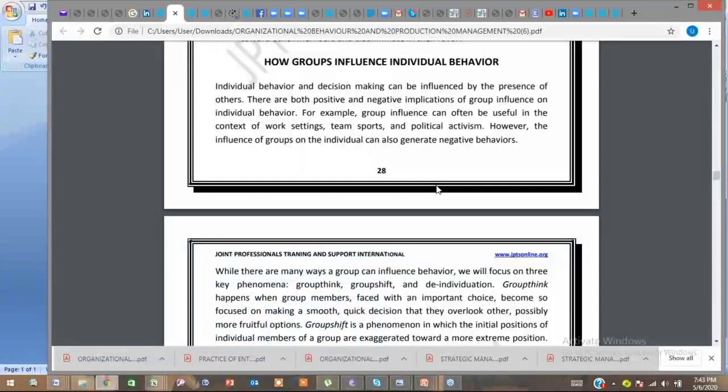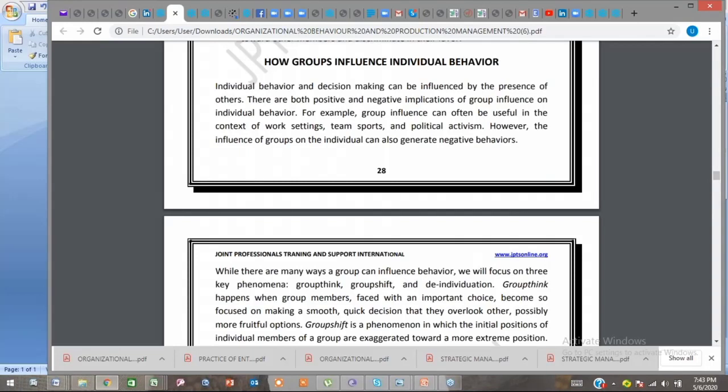Individual behavior and decision making can be influenced by the presence of others. There are both positive and negative implications of group influence on the individual, which is why we always say you must belong to a group that will positively affect you. Some people are members of cults. When you join cults, you are into an evil thing.